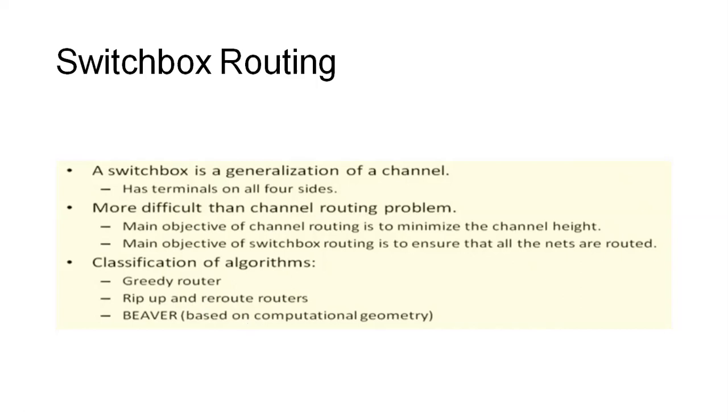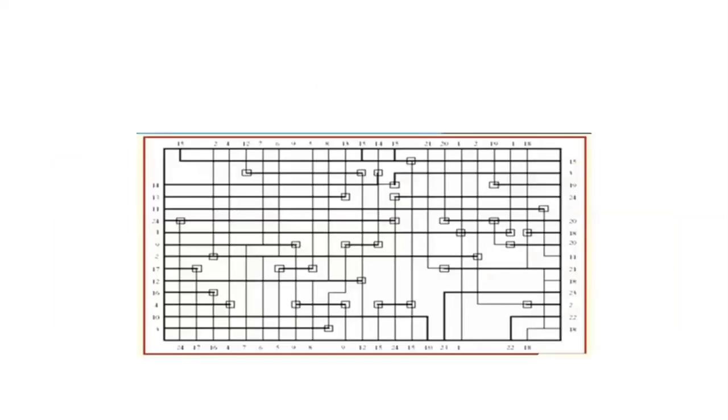I am just showing one example of the Beaver algorithm. This is an example of a switchbox. You can see the pins coming from all the 4 sides: top, left, right, bottom. You have to interconnect all the pins based on the net number. So net 2 here, net 2 here, all of those need to be connected.